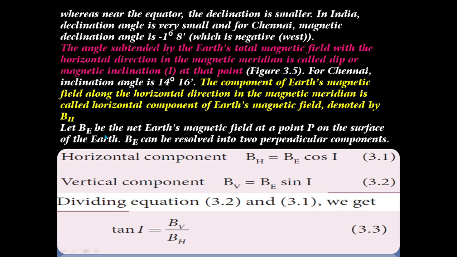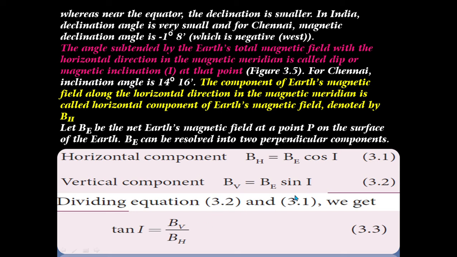Let BE be the net Earth magnetic field at point P on the surface of the earth. BE can be resolved into two perpendicular components. One is the horizontal component. It is represented as BH = BE cos I. Another component is the vertical component, BV = BE sin I.